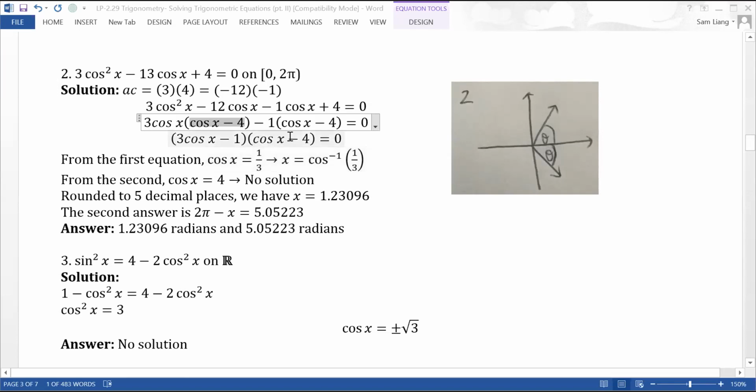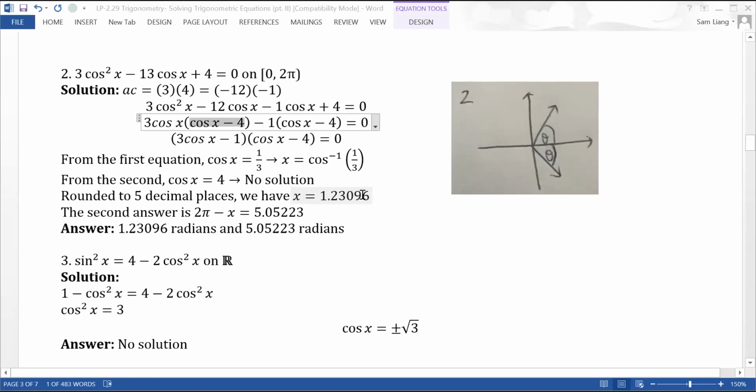From the second equation, we get cosine x is 4, and there's no solution, right? Because the max value of cosine is 1. So no solution for that. And then back to the first equation. Using your calculator, I'm going to write it in terms of radians and round it to 5 decimal places. You get arc cosine of 1/3 is 1.23096 radians. Okay, so that's one answer.